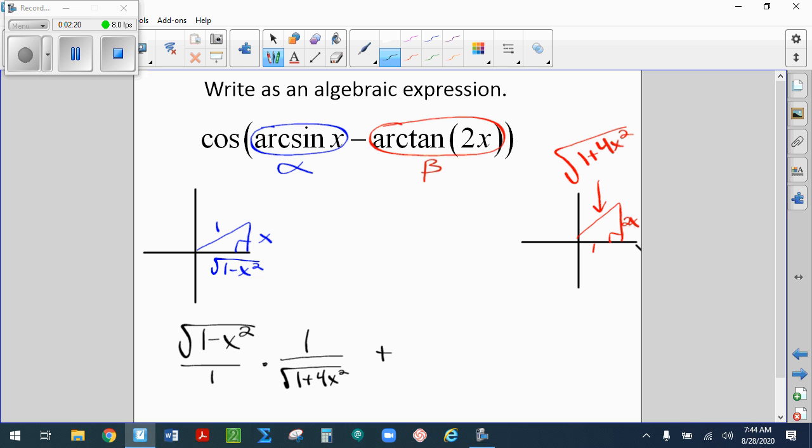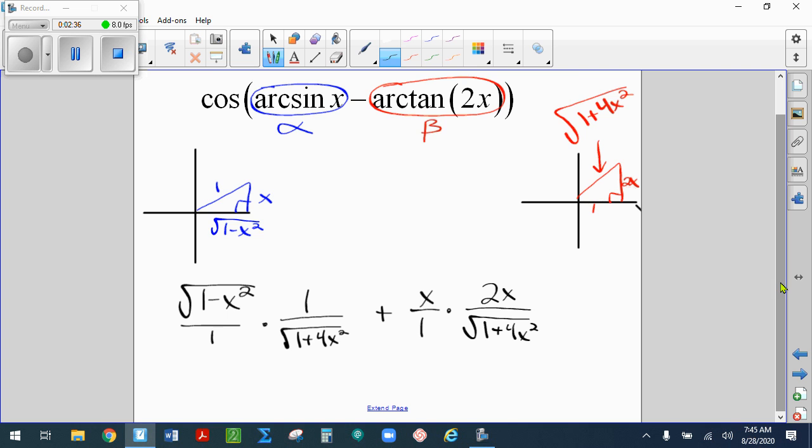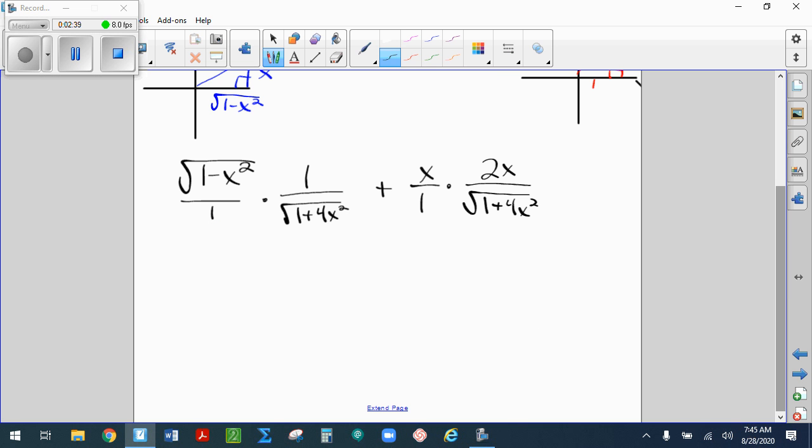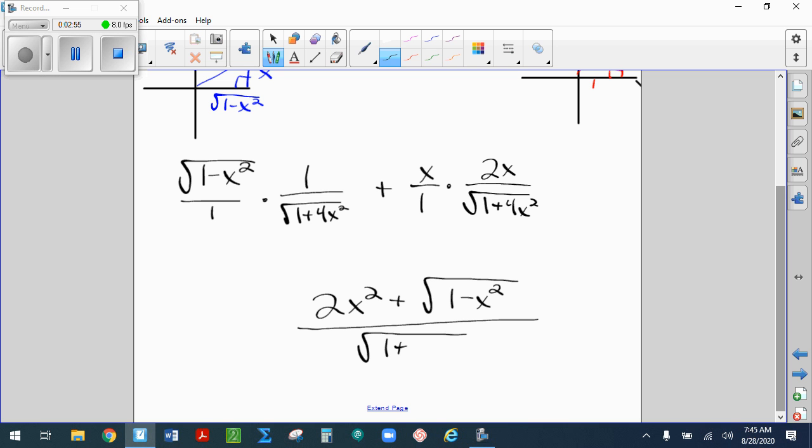Now I'm going to do sine alpha and sine beta. Sine alpha is x over 1. Sine beta is 2x over the square root of 1 plus 4x squared. So just cleaning this up, my denominator is the same, so my numerator is going to be 2x squared. I'm going to put that first, plus the square root of 1 minus x squared. My denominator is just going to be the square root of 1 plus 4x squared. And we're not going to do anything else with that. We're going to leave it alone.